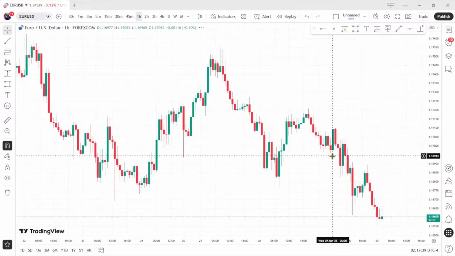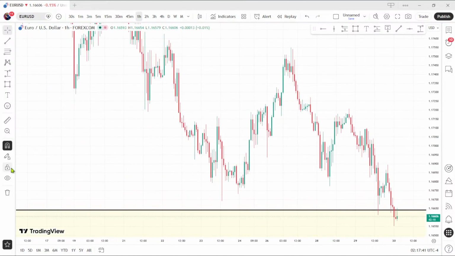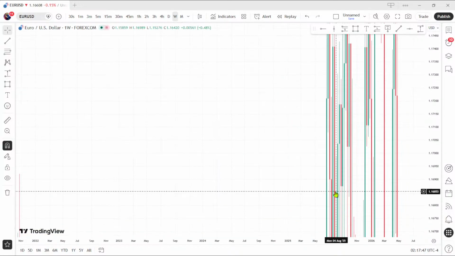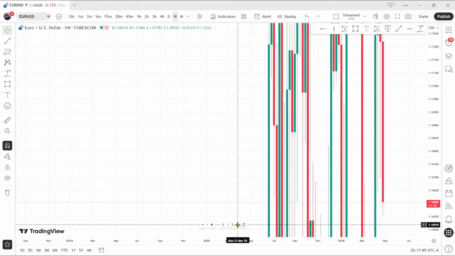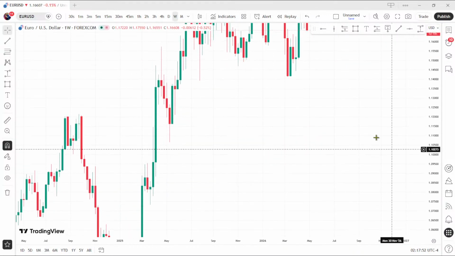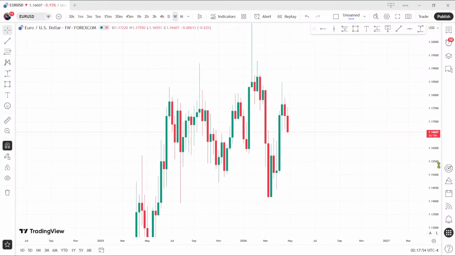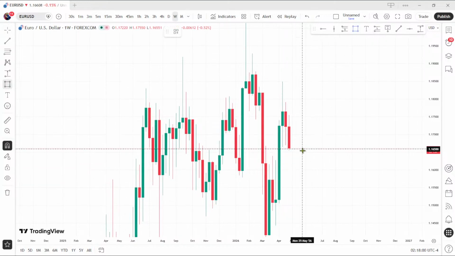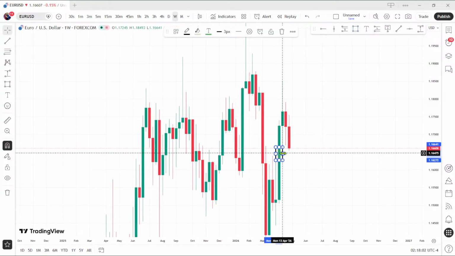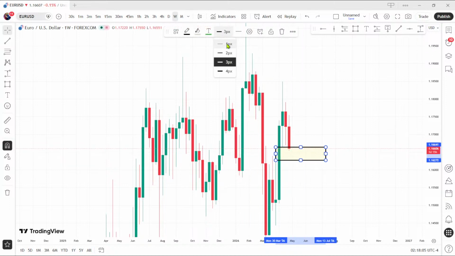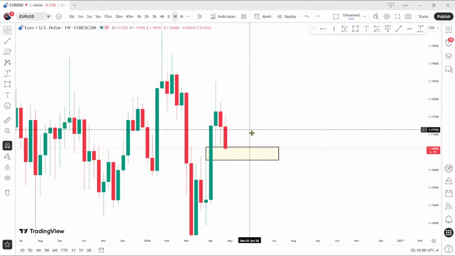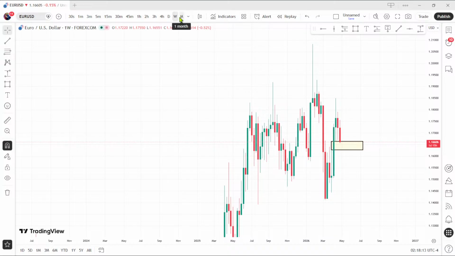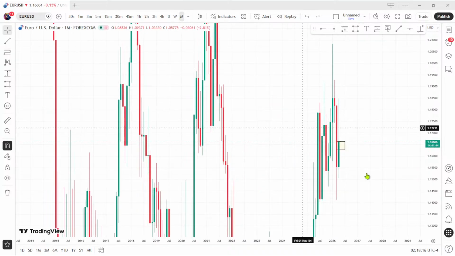Let's go to Euro. Going to delete everything. Only marked a weekly fair value gap. Was it a daily? Yeah. The reason I'm expecting bullish prices on Euro again. This is a weekly fair value gap. Price is inside that weekly fair value gap as for today. It's actually bullish for Euro.